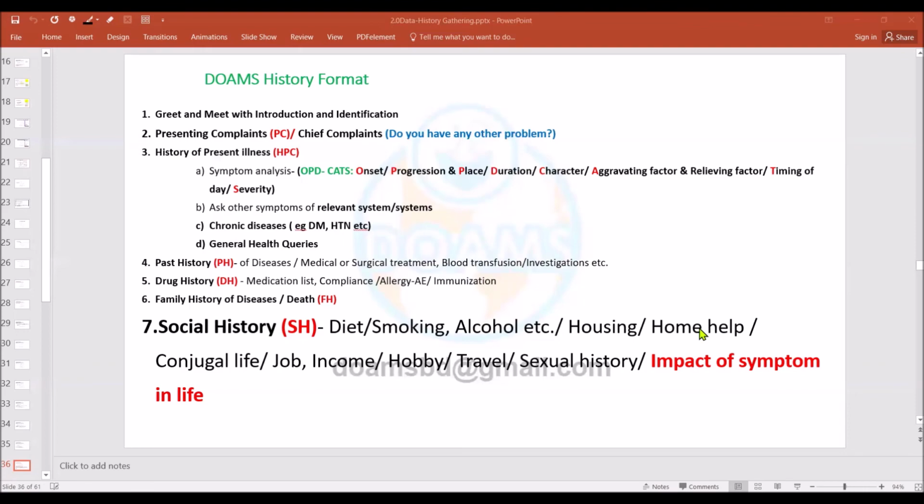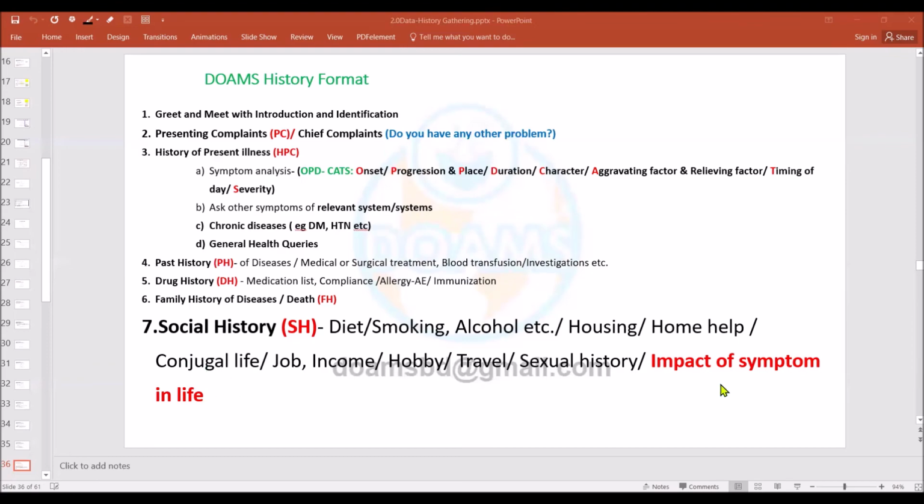Every patient. Then conjugal life. Do you think that is more important for a febrile patient today? No, not more important. As we already reached the diagnosis, most probably enteric fever, conjugal life will not be.